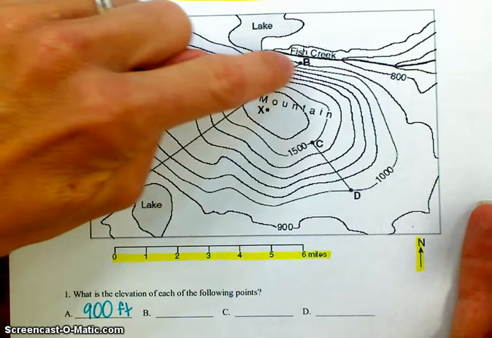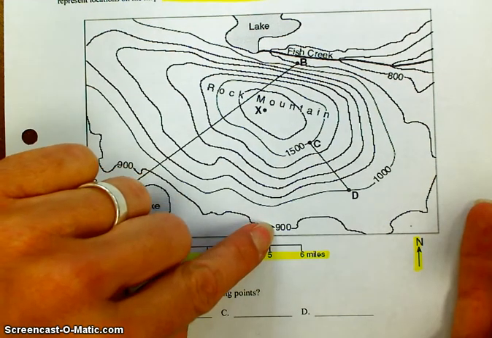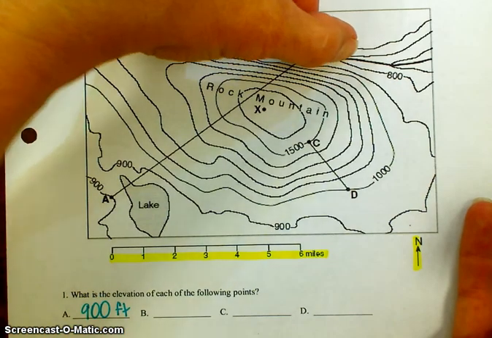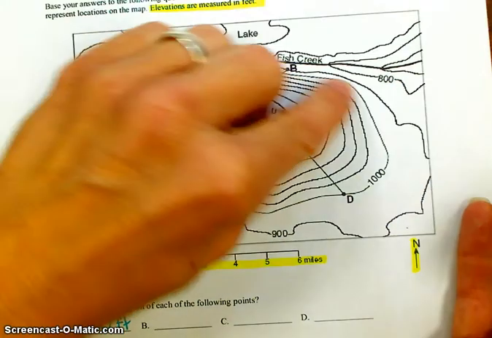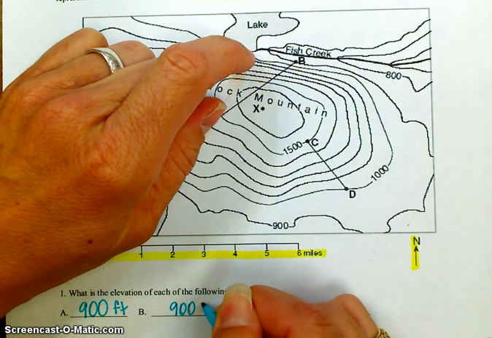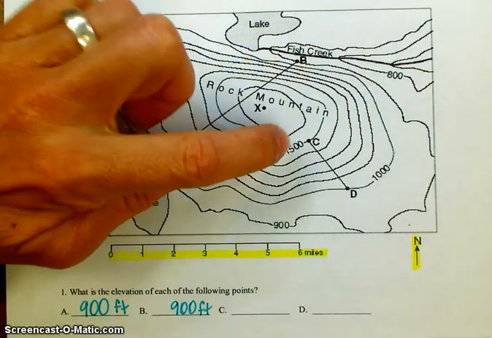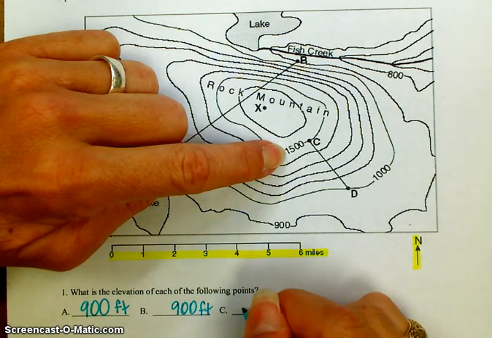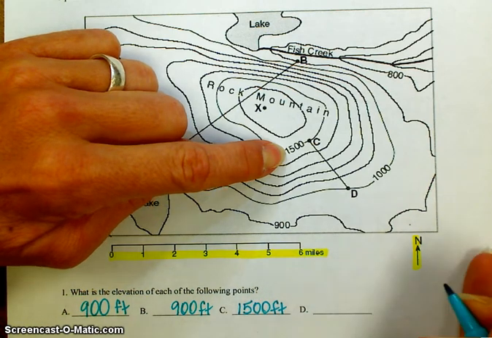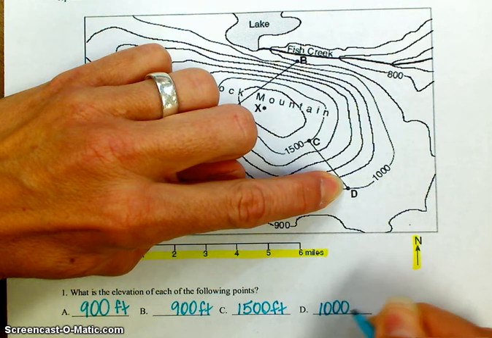The elevation of B is over here. B, if you wander around far enough, the line is 900. But also, if you go back one, it's 800. And if you go up one and follow it around, it's 1,000. So B is also at 900 feet. Point C is fairly easy because it's on a line that's marked, and it's marked right beside point C. And then point D is also on a line that's marked. It's 1,000 feet.